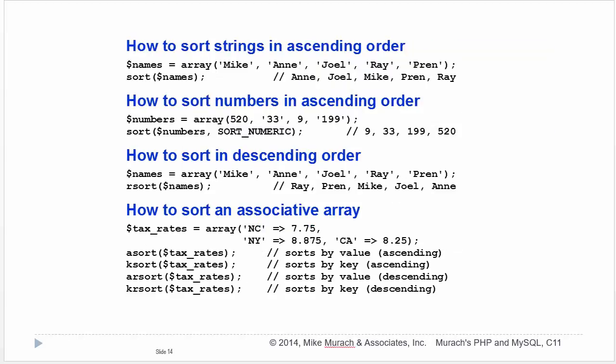We also have some nice functions for sorting arrays. So sort would sort them in ascending order. If you wanted to work with numbers, you can pass a parameter, sort numeric. Sorting in descending order is rsort. And there are a few functions for working with associative arrays that allows you to sort by value ascending, key ascending, value descending, and key descending.